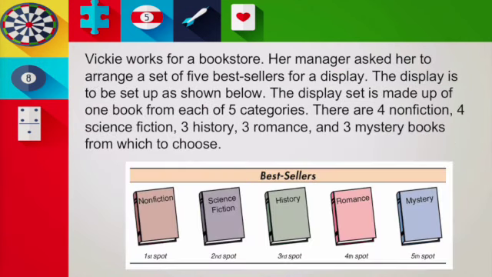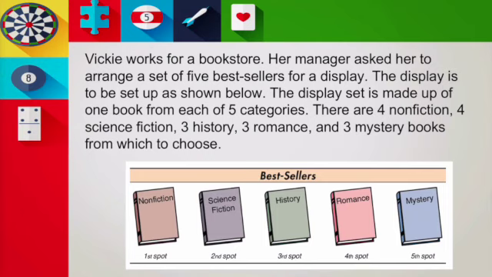Vicky works at a bookstore. Her manager asked her to arrange a set of 5 bestsellers for a display. The display is to be set up as shown below. The display setup is made of 1 book from each of 5 categories. There are 4 nonfiction, 4 science fiction, 3 history, 3 romance, and 3 mystery books from which to choose.